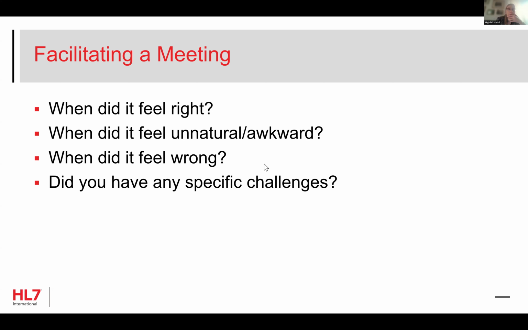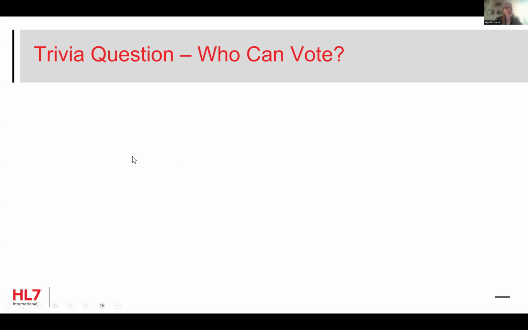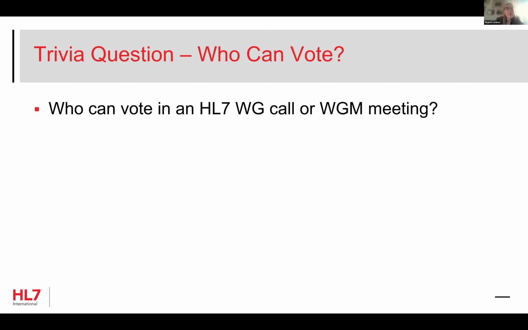Okay. You want to put it in the chat, but I'm going to switch topics a little, and I've got a little challenge for you. Who can vote? It's a very different topic. Who can vote in an HL7 working group call or working group meeting? If you walk in the room in a working group meeting, or you join a work group call, what do you have to be able to vote?